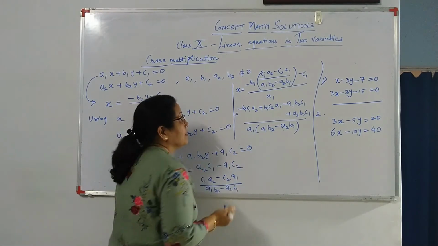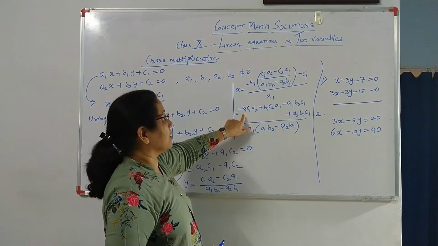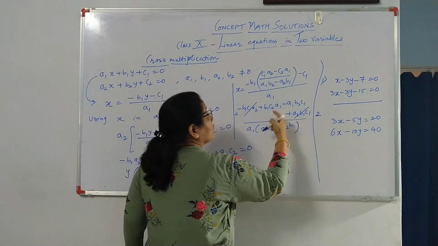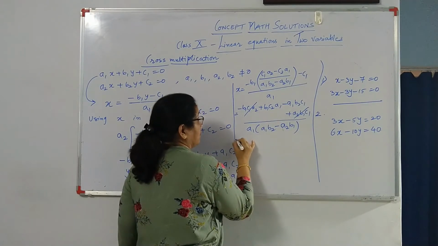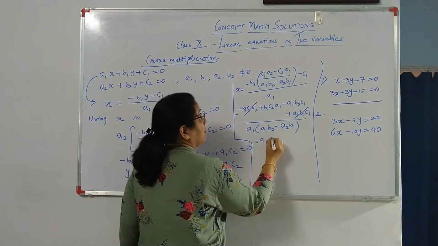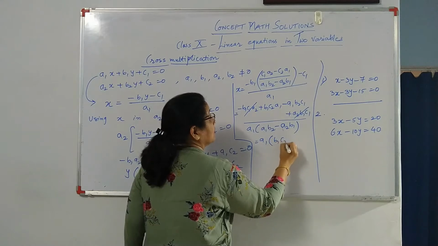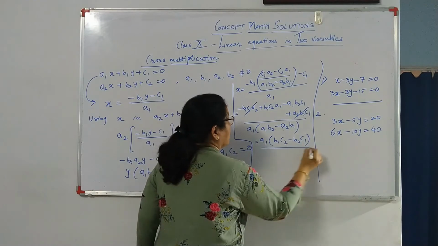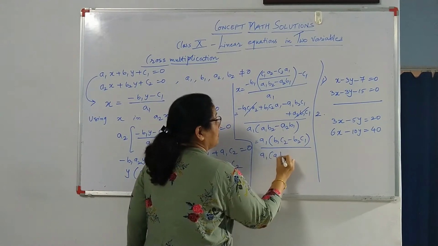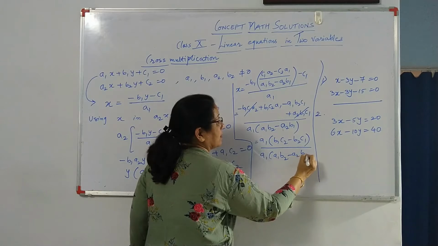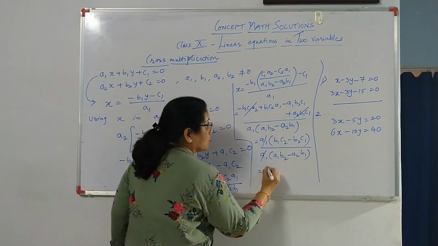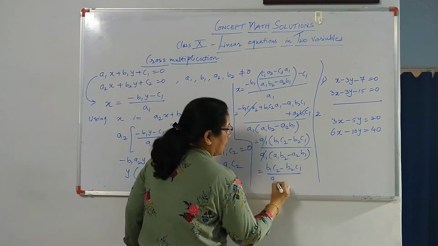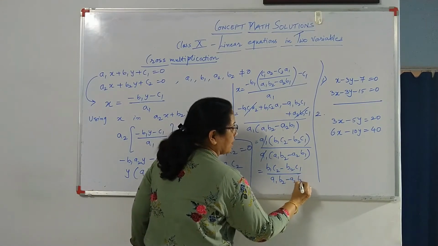Yes. Now, this b1 c1 a2 and b1 c1 a2 get cancelled. From these two, a1 common. So I have a1 common. What I have? b1 c2 minus b2 c1, upon a1 into a1 b2 minus a2 b1, and a1 goes off. So you have b1 c2 minus b2 c1 upon a1 b2 minus a2 b1.